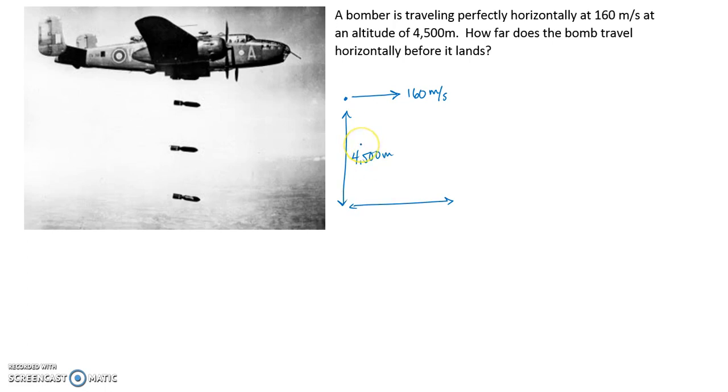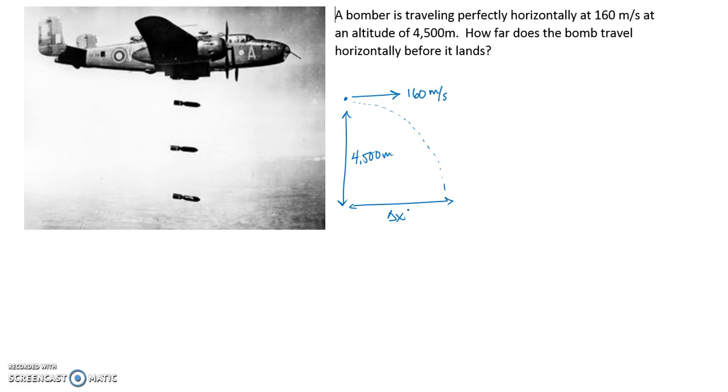And this is a big thing. Everyone's like, oh, it just falls straight down. No, it doesn't. It's moving, okay? So the bomb's going to still travel with the bomber for a while, and it's going to basically have that nice projectile path to it. And so we want to figure out how far it actually travels before it lands. We're looking for that delta x.